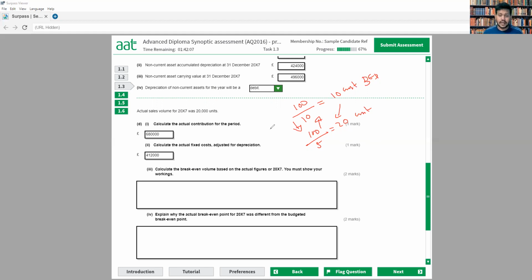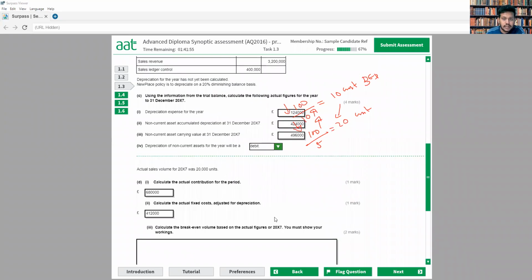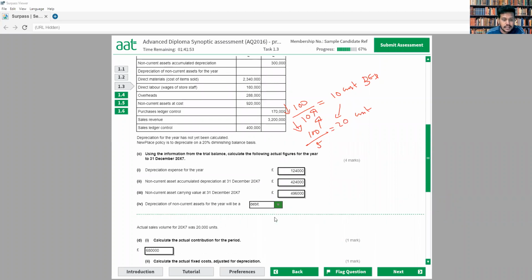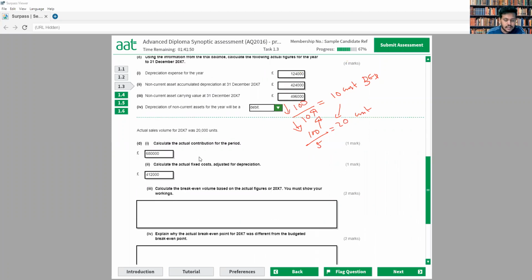So this is very simple. Either this one has to go down or this one has to go up in order to change the break even. On the other hand, you can see the actual contribution is now 680,000. So 680,000 divided by 20,000 unit, it will give you 34 per unit. So before it was 50, my contribution was more. That's why I had less unit. Now I have less contribution per unit. That's why it is going up.